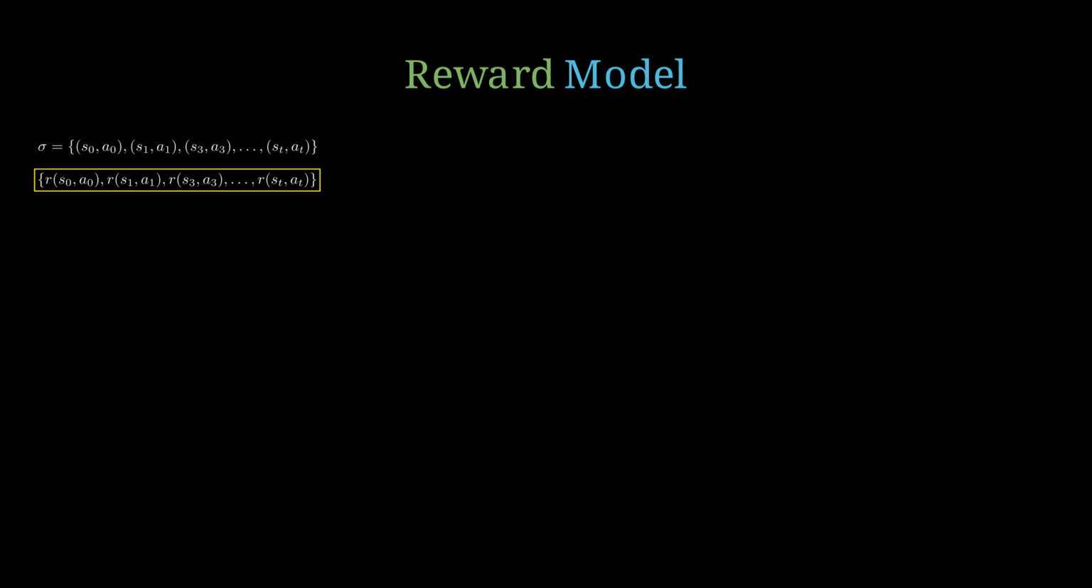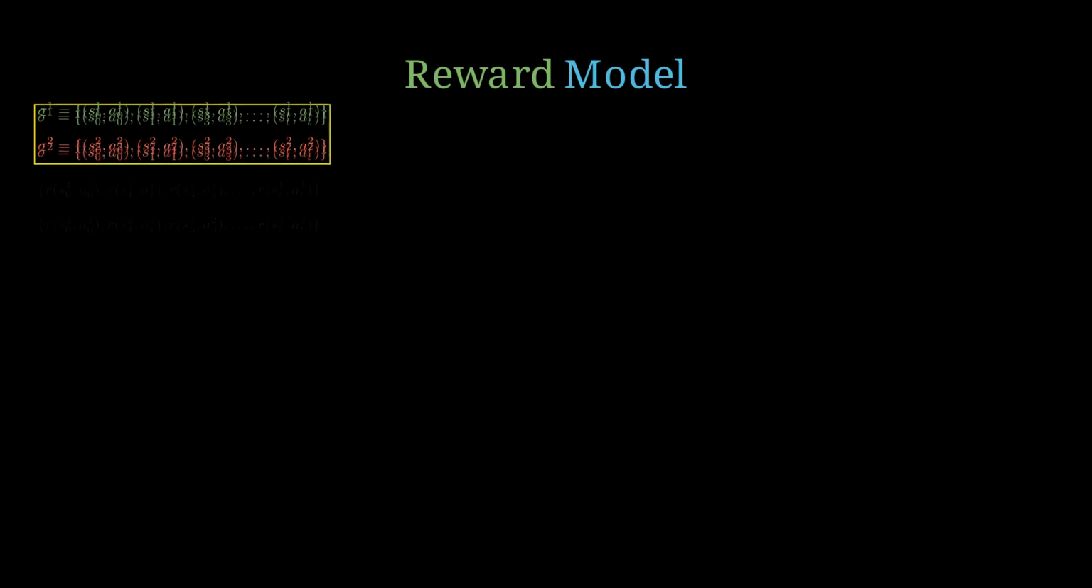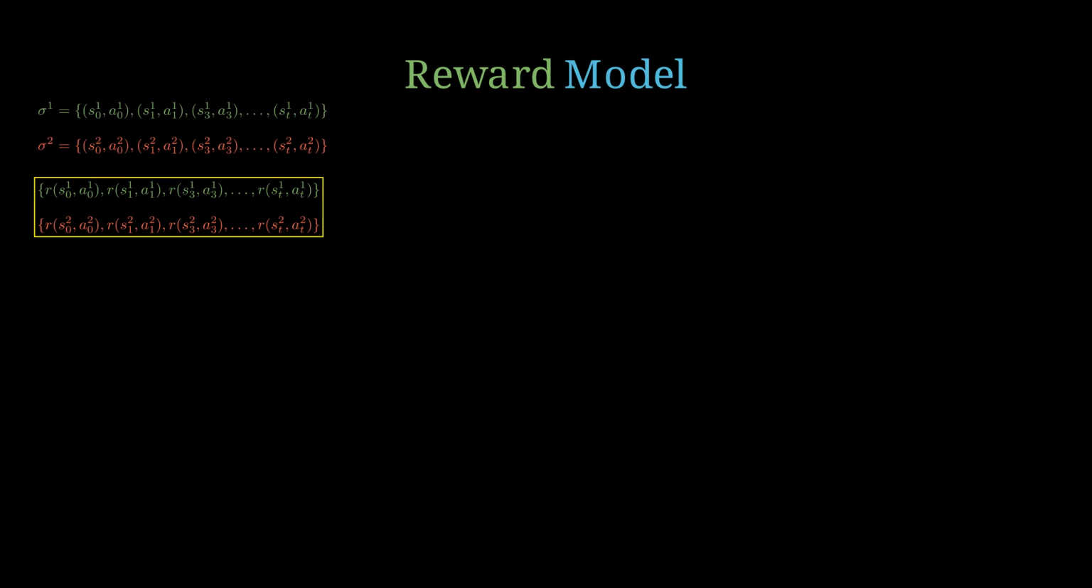But how do we train this reward model? Let's say we have collected two trajectories. Now, we receive feedback on both trajectories from a human. In this case, let's say the human preferred the first trajectory as the better one. We feed each pair in the trajectory to the reward model, and it predicts a scalar reward value for all the pairs in both trajectories.